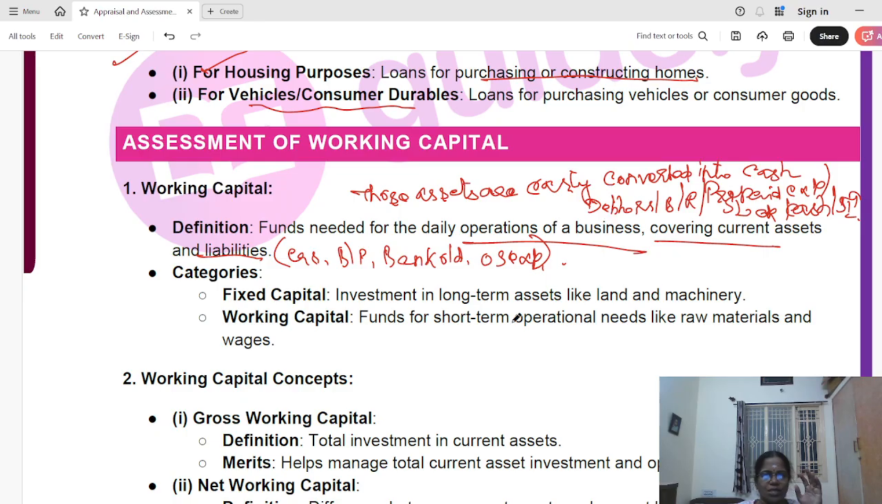There are two categories: one is fixed capital and the other is working capital. Fixed capital is investment made in long-term assets like land and building, plant and machinery, furniture and fixtures, and office equipment. Working capital meets short-term operational needs and is liquid in nature, so only short-term investment is considered a current asset, not long-term investment. For needs like purchasing raw material and paying wages to employees, they can apply for a working capital loan.